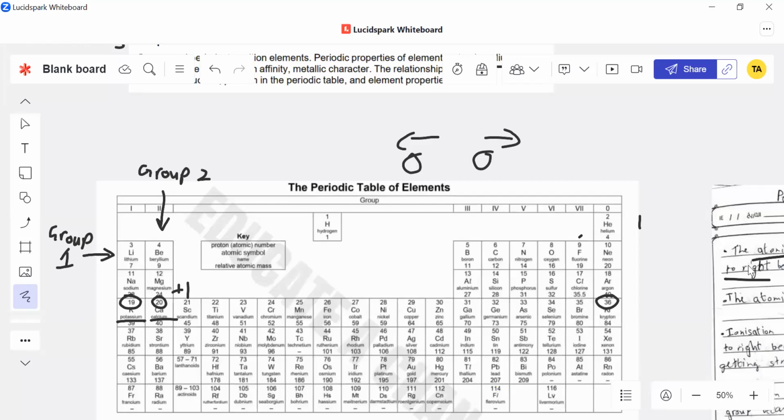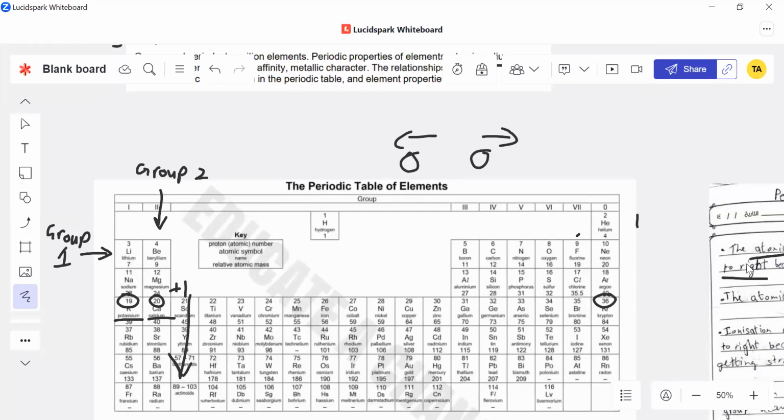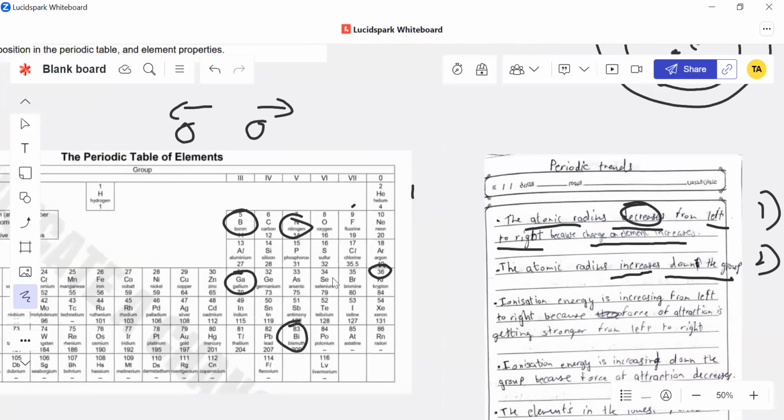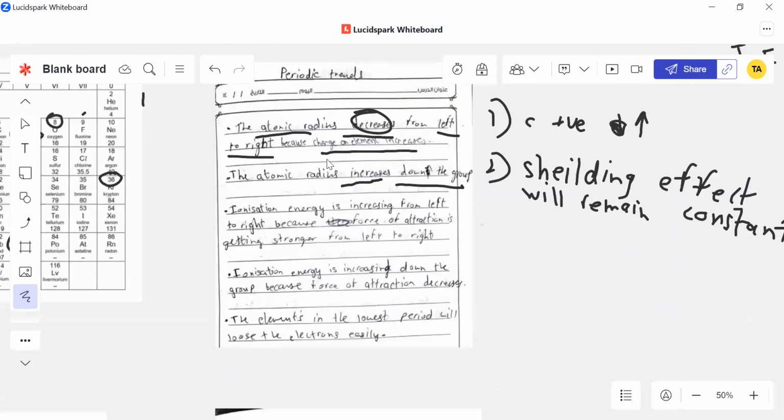Now, what happens down the group? What happens when I go down anywhere in the group, meaning boron to gallium or nitrogen to bismuth? What happens here? So the atomic radius increases down the group. The atomic radius increases down the group. Why is this? Because number one, you can see that the biggest reason for this increase is shielding effect.